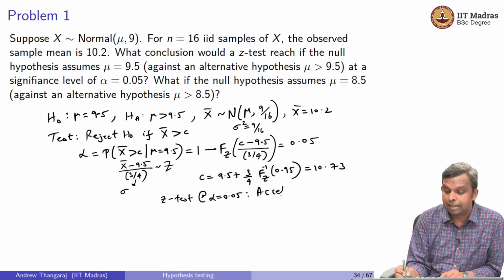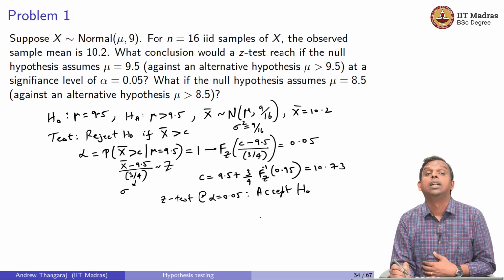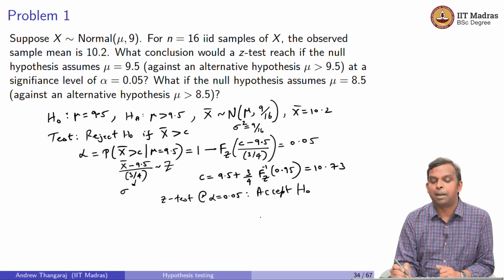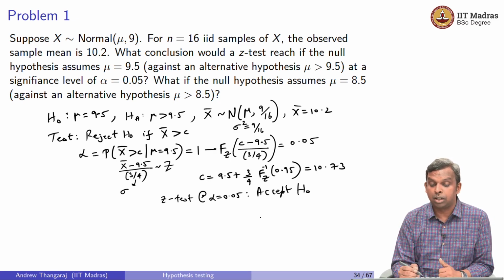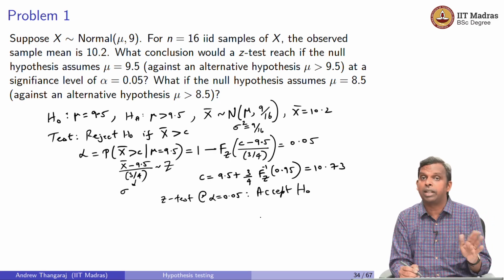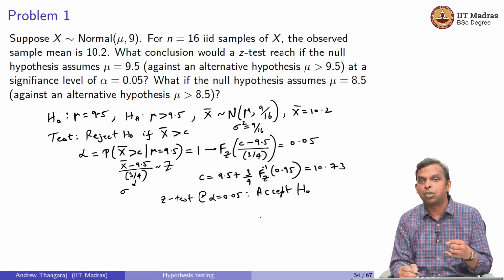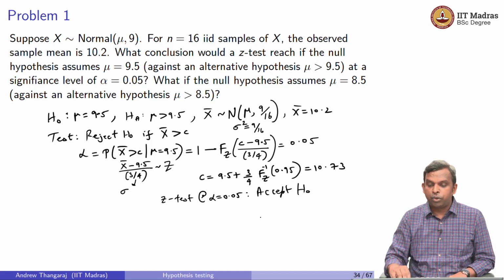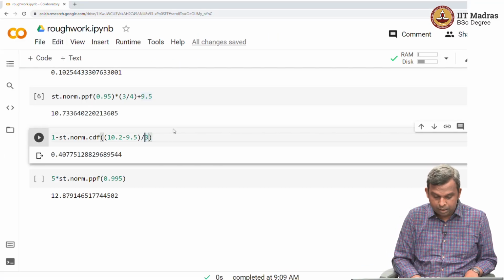It says accept H naught for this case. So you're going to conclude that the distribution mean in this case was 9.5. Now contrast this with the approach using the p-value. Supposing you couldn't fix any significance level, you can't go ahead and fix c. In that case, you will make a decision based on the p-value. How will you find the p-value? Instead of c, you will put 10.2. If you do that, what p-value do you get? It's 10.2 minus 9.5 by 3 by 4, isn't it?